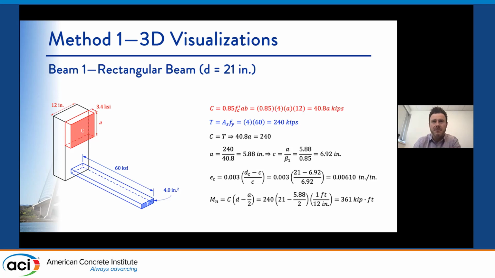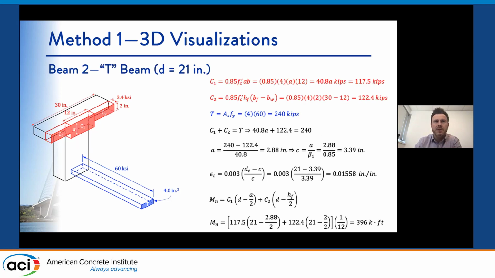They calculate their depth to the equivalent rectangular stress block. They convert it to the depth of the neutral axis. They calculate their strain in the steel. They see in this case that this one is a tension controlled beam. It's greater than 0.005. They calculate their nominal moment capacity, and we move on to the next one. Now, what I generally do in class is I break them up into groups, and I will give each group a different beam, and they have to calculate the capacity.